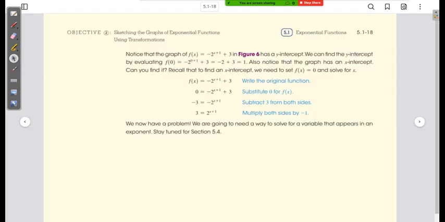It didn't ask for any x or y intercepts because let's actually take a look right here real quick. If we're solving for x here, if we want to find our x intercept, obviously, this does have one because we transformed. But notice how the x ends up in the exponent. We now have a problem. We're going to need a way to solve this variable that appears in the exponent. Stay tuned for section 5.4.